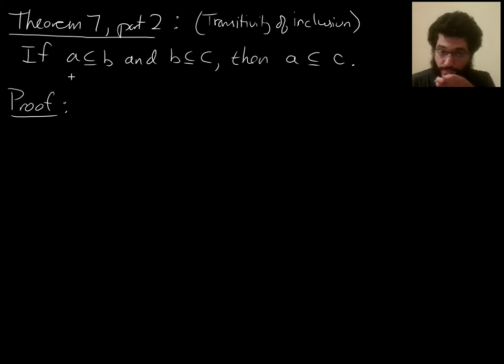So this one is called Transitivity of Inclusion, and it's another one of these transitivity things. Transitivity meaning you've got a relation operator looking thing, where when one thing is related to another and that's then related to a third thing, then the first thing is related to the third thing. So this is one of those. If A is a subset of B and B is a subset of C, then A is a subset of C.